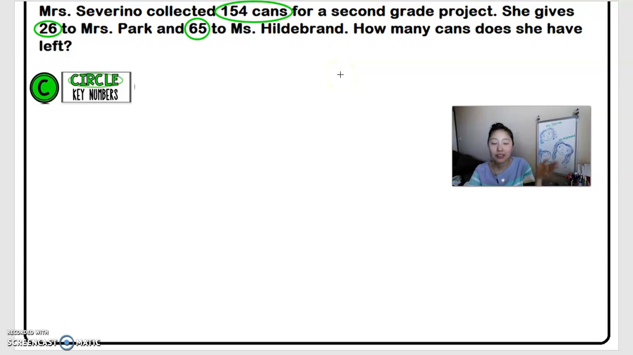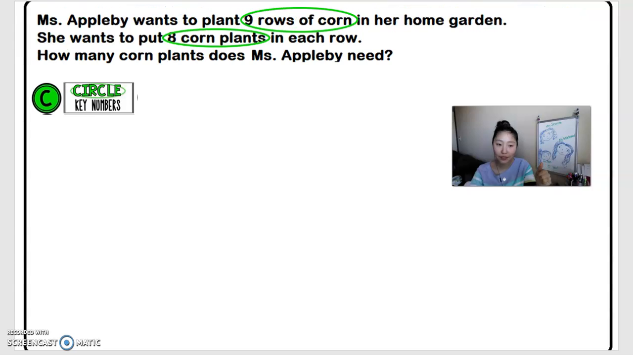Miss Severina collected 154 cans for a second grade project. She gives 26 to Miss Park and 65 to Miss Hildebrand. How many cans does she have left? Our question here would be, how many cans does she have left? If you got that, great job. We're going to move on. Next question. Pause right now. Find the question and unpause.